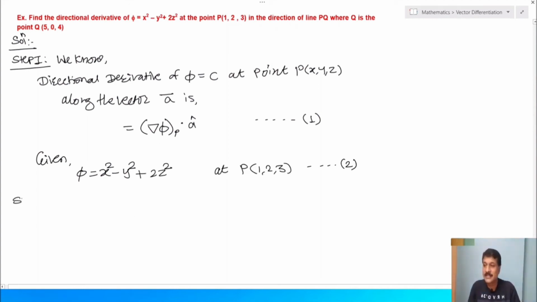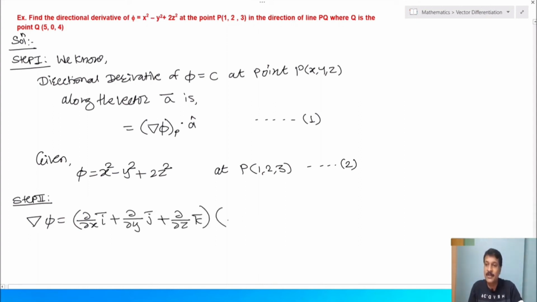So consider step number 2 here. To find del phi, del means what? Del phi equals ∂/∂x i plus ∂/∂y j plus ∂/∂z k of phi. What is the phi here? Phi equals x square minus y square plus 2z square. So you solve this one.